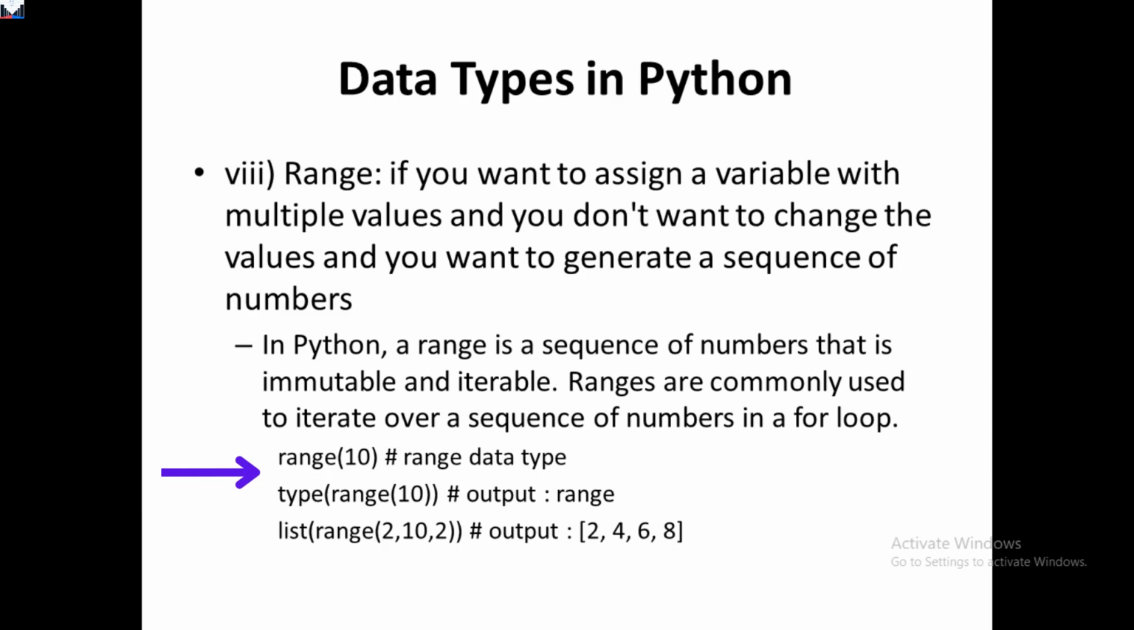And list of range 2 comma 10 comma 2. Range starting from 2 to 10, the difference is 2, so it will display 2, 4, 6, 8.